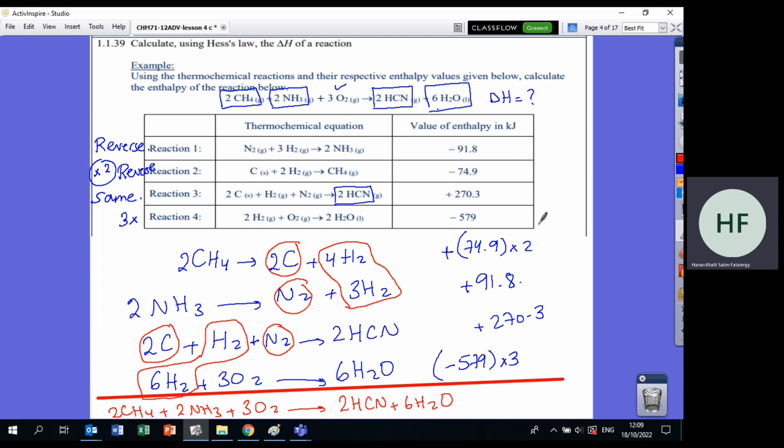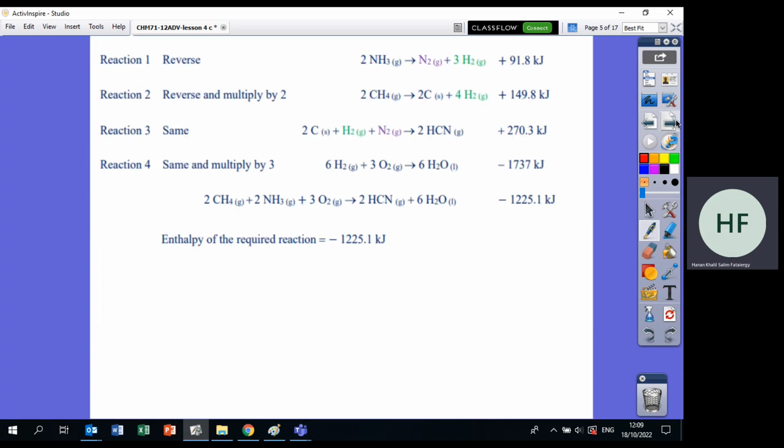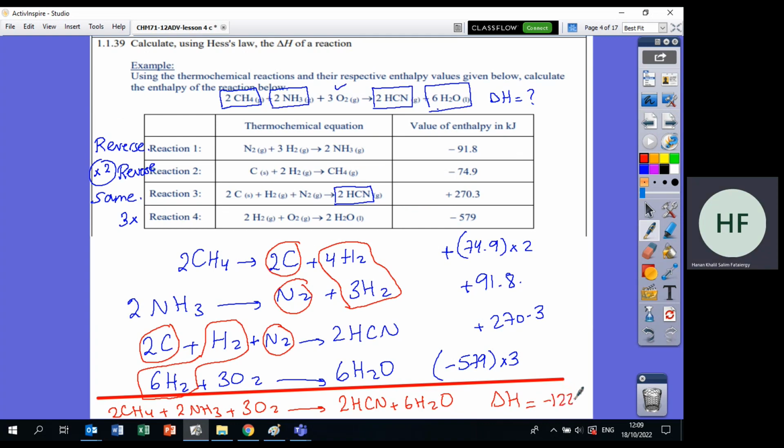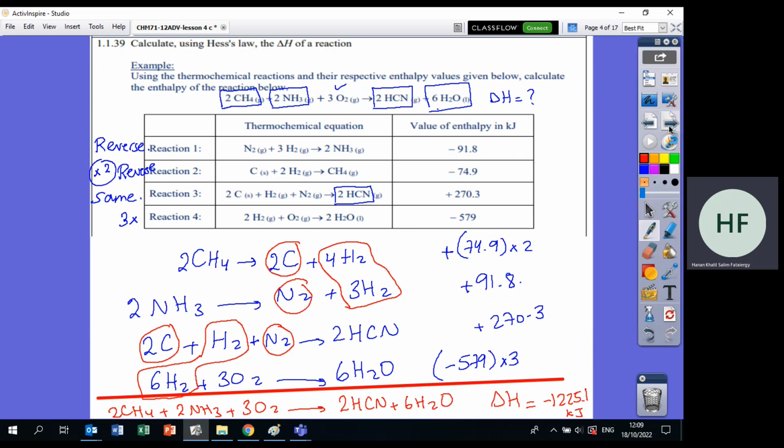We add all these together and we find delta H. Okay, now the value of delta H will be minus 1225.1. Minus 1225.1. The unit is kilojoule, same as before. Kilojoule. Now I think pause the video and repeat the same question, and you solve it by yourself so that you will learn what changes should be done for the reactions.